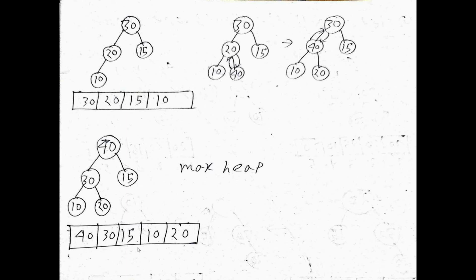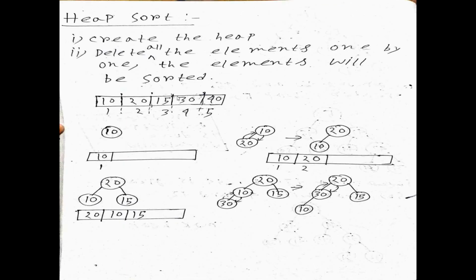If you represent it with an array, this is the representation: 40, 30, 15, 10, 20. Yes. So our first step is over. What is the next step? Delete all the elements one by one. Then the elements will be sorted.